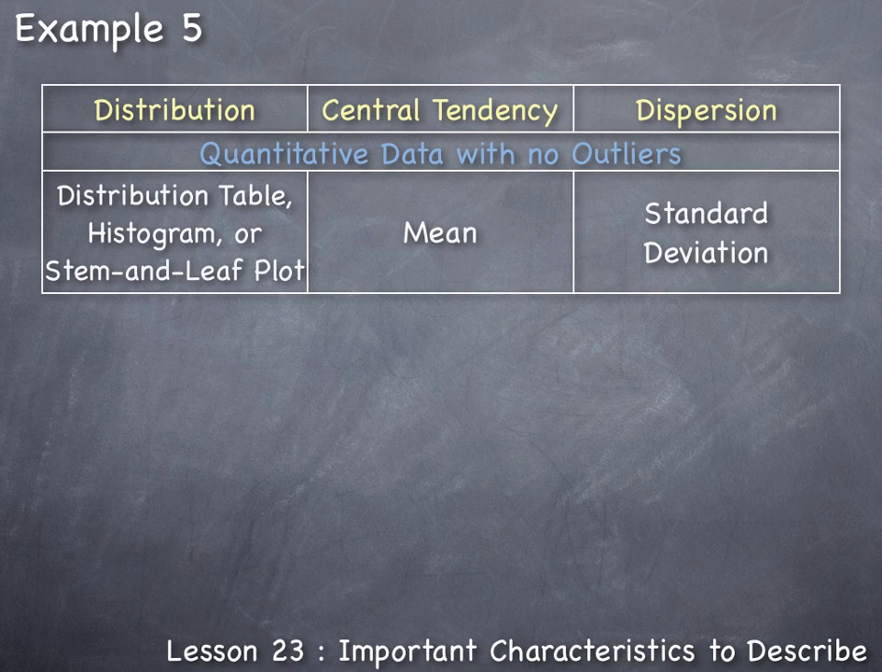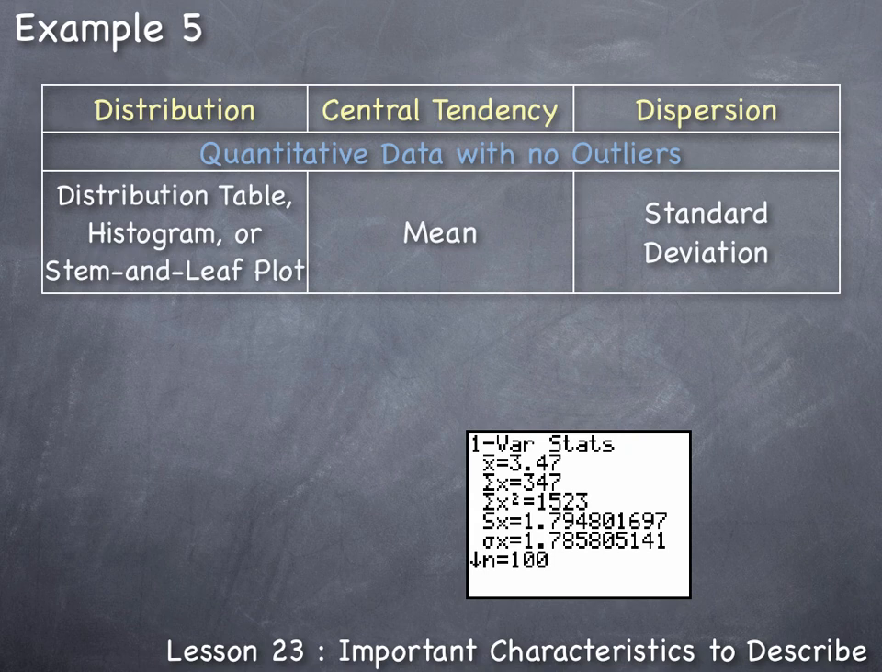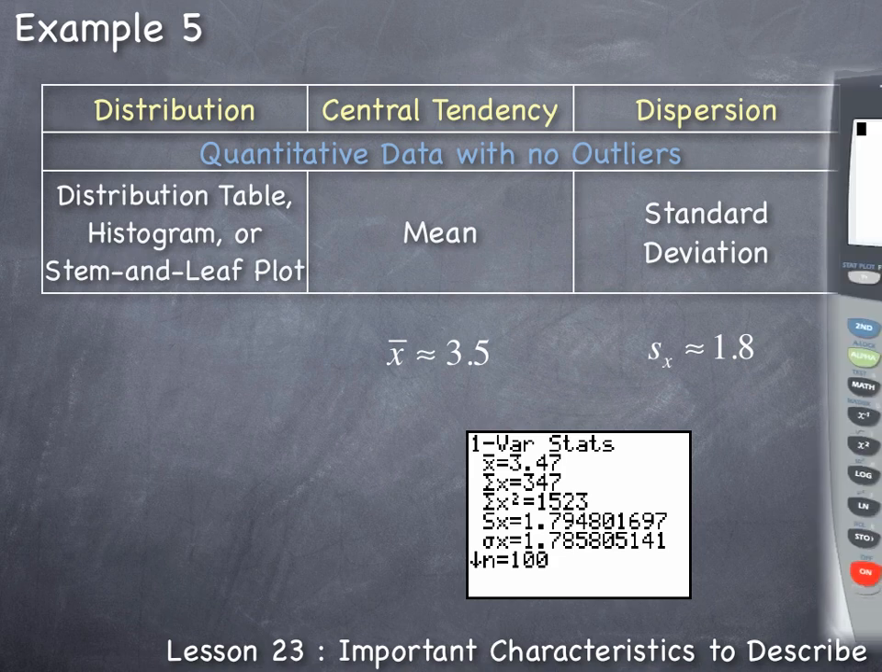These results can all be done on the TI-84 calculator. We've already calculated the mean. The resulting sample mean, x bar, rounds off to 3.5. And the resulting sample standard deviation, Sx, rounds off to 1.8. Now we could use the TI-84 calculator to construct our histogram.